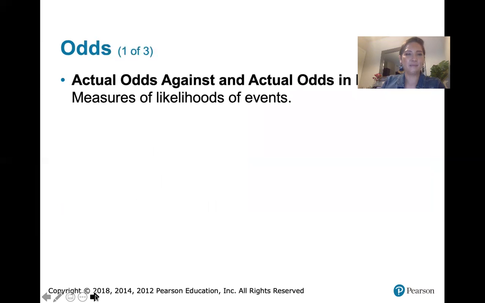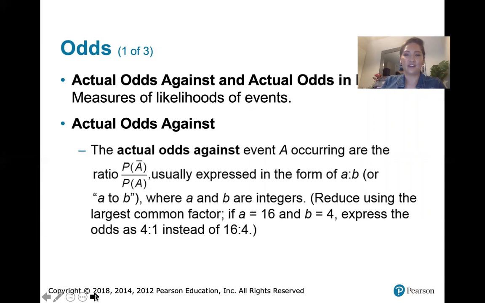So here are a few definitions. These next few slides deal with actual odds against something happening and actual odds in favor of something happening. Both of these are measures of likelihoods of events. Actual odds against event A occurring are just given by a ratio. We take the probability that A doesn't happen and we divide it by the probability that A does happen. It's usually expressed as a ratio like this.